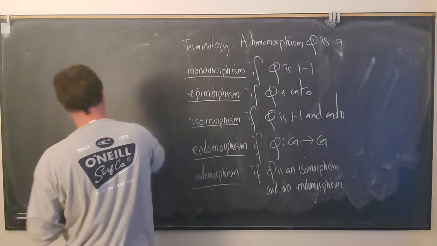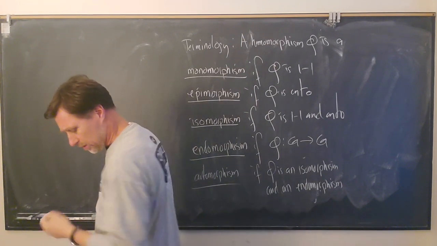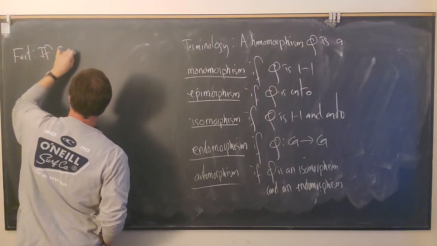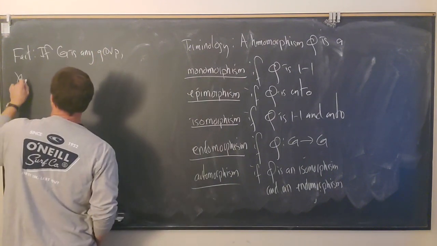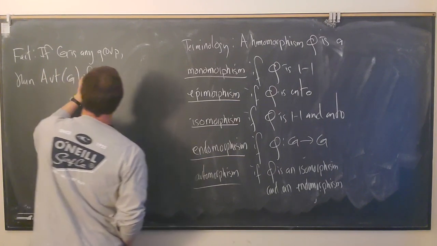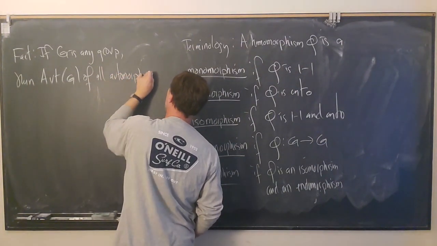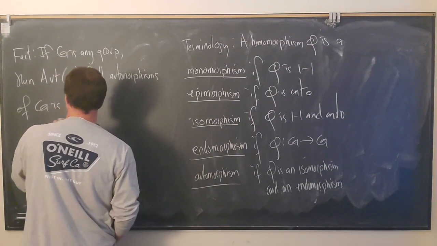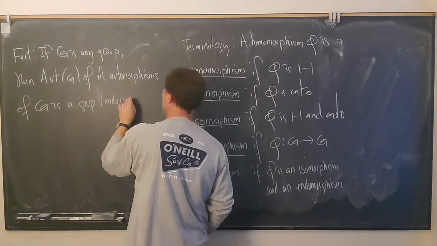Now here's an interesting fact. Let's call it a fact. If G is any group, then the set Aut G of all automorphisms of capital G is a group under composition.